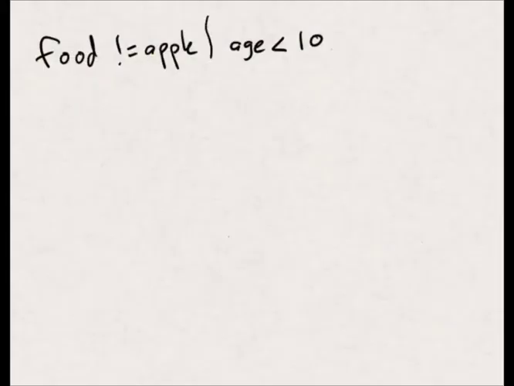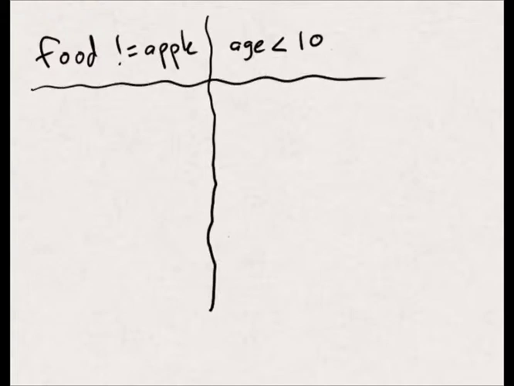So we've got the two conditions here. Food is not equal to apple and age is less than 10. What are all of the possible values? Well, the left condition is a Boolean, and it can either be true or false. Age being less than 10 is another condition, and it can be either true or false. And these are separate conditions combined with an and.